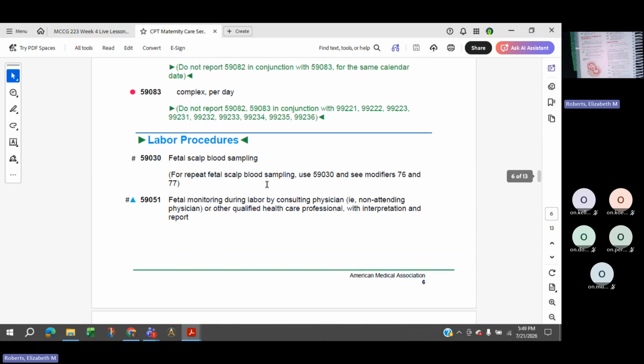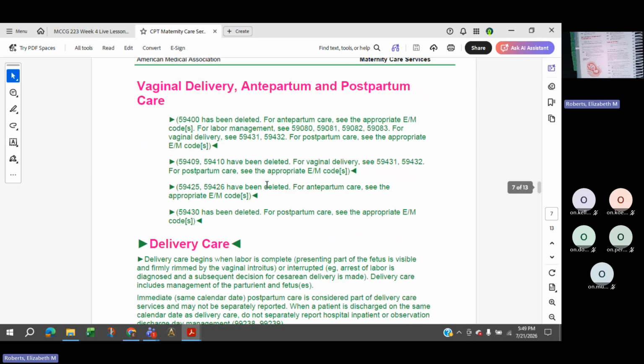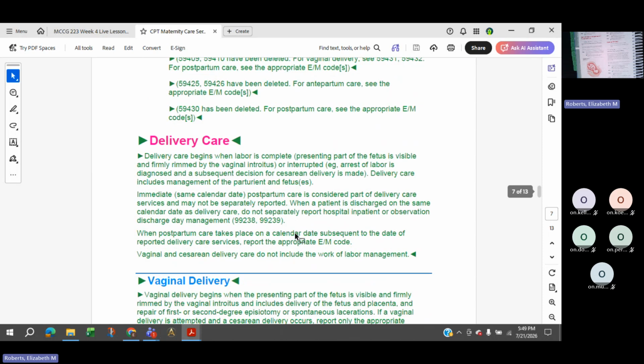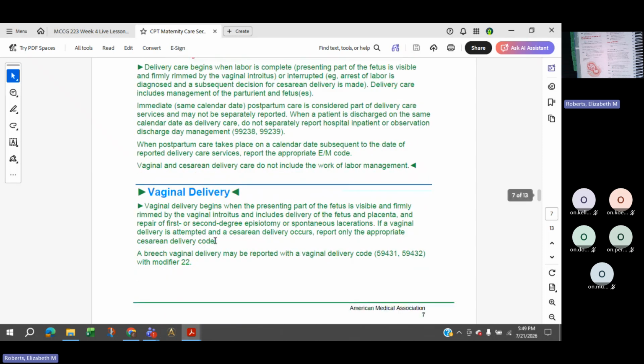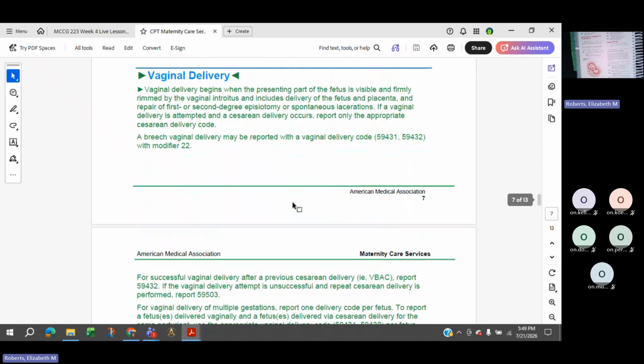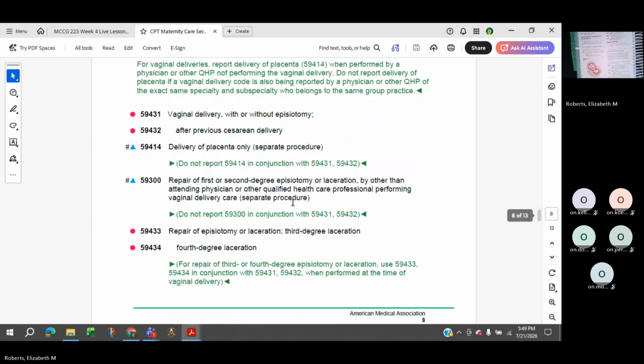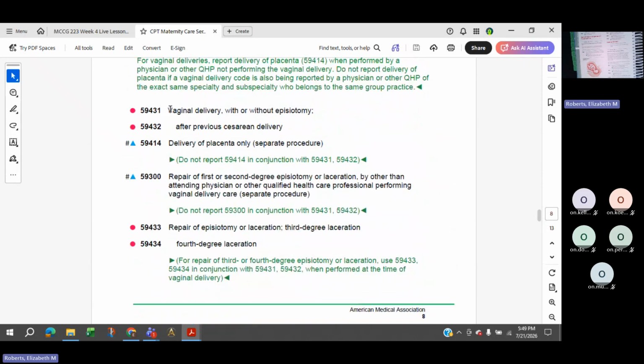Then you have labor procedures. I'm just going to skip through some of this. Yep, lots of deleted stuff. Delivery care begins when labor is complete. Okay, and here we have our deliveries, finally. Vaginal delivery. We have a couple of new codes here, with or without episiotomy, and then after previous cesarean delivery. So our VBAC patients, our vaginal birth after cesarean, they've clumped them into this vaginal delivery group.